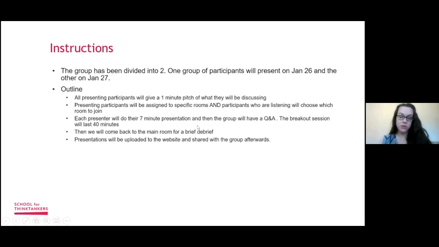Each presenter will do their 7 minute presentation, and then the group will have a Q&A, or you can have a Q&A throughout. That's for the group to decide. But now the breakout room will last for 40 minutes. It will be 3 presenting participants per group. So it will be around 21 minutes of presentation and 19 minutes of group discussion.